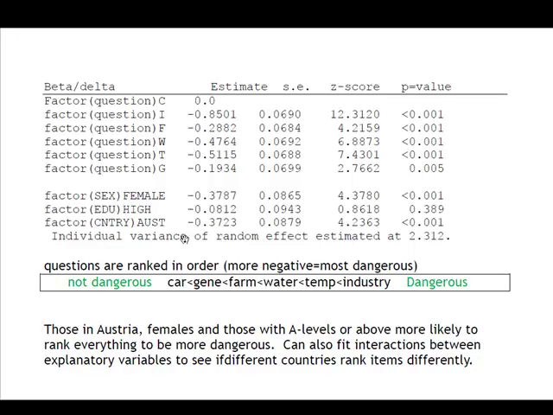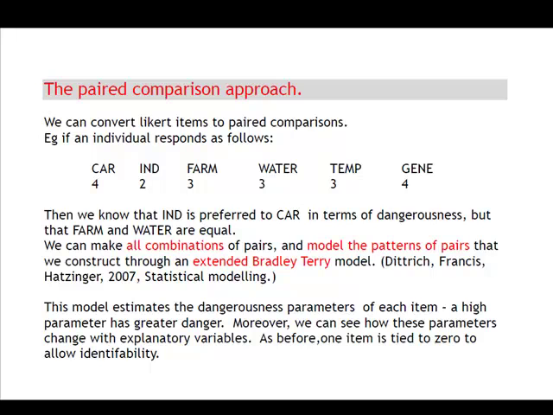And then we can now see that once we've moved away from the single item, we have Austria now as being, over all the items, more concerned about environmental dangerousness than the UK. Females are also more concerned. So that does both bits. We can look at the questions, we can rank the questions, and we can assess the effect of explanatory variables. So I think multi-level models have a lot to offer in the analysis of multiple attitudinal scales.